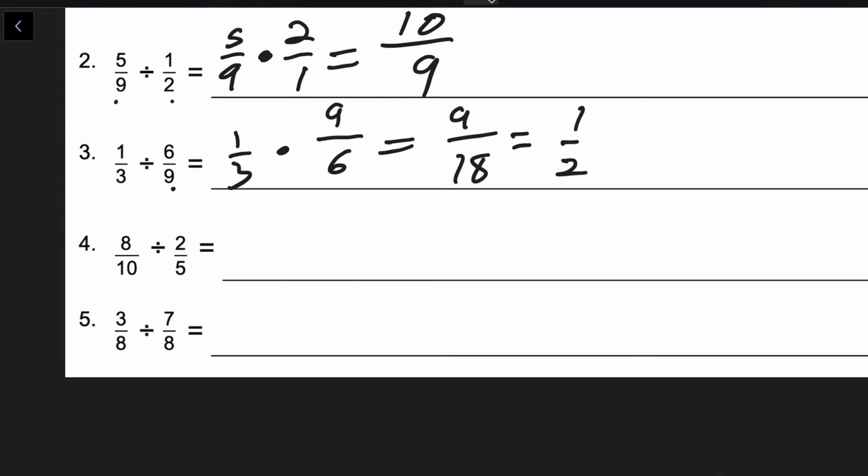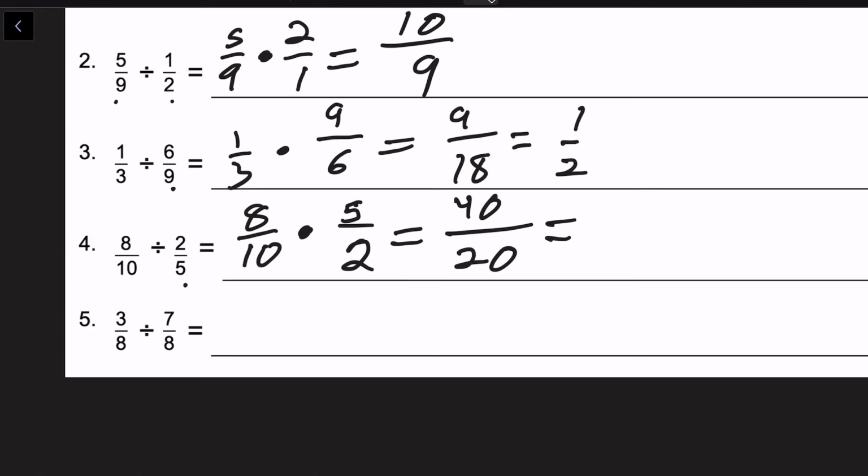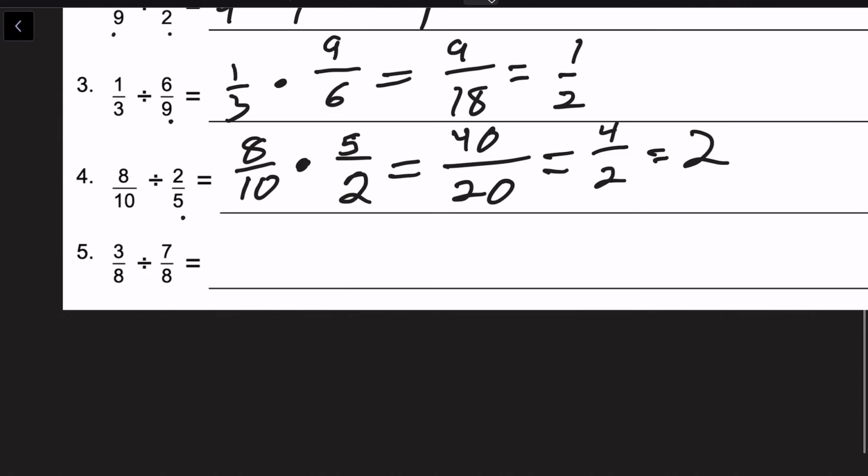That reduces to 1/2. So 8 over 10, you take your first fraction, 8 over 10, multiply it by the reciprocal of your second fraction. So instead of 2 over 5, we're going to write 5 over 2. We just flipped it. 8 times 5 is 40, 10 times 2 is 20. That gives us 4 halves, which is equal to 2. This is just the reduction.